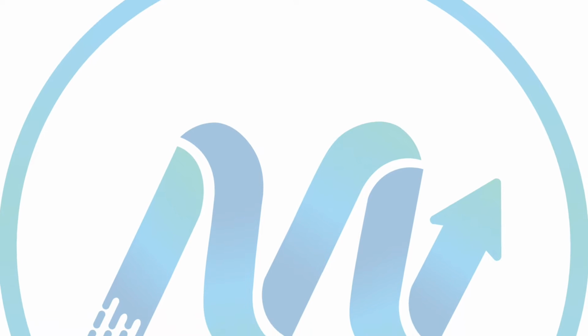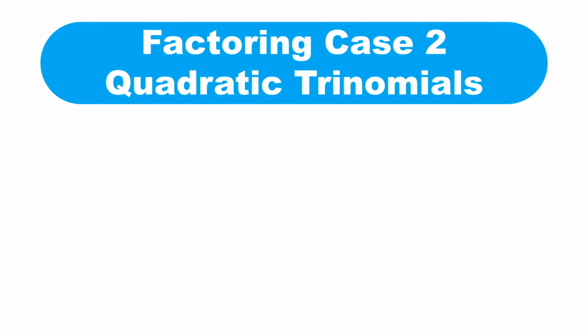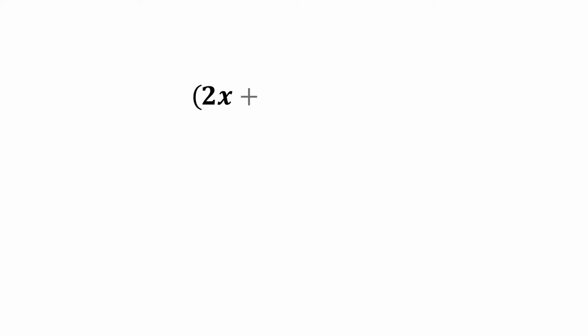In the previous video lesson, we showed you how to factor case 1 quadratic trinomials. In this lesson, let us continue factoring quadratic trinomials, specifically quadratic trinomial of the form ax squared plus bx plus c, where a is not equal to 1. Let's go over our past lesson on multiplication of binomials.